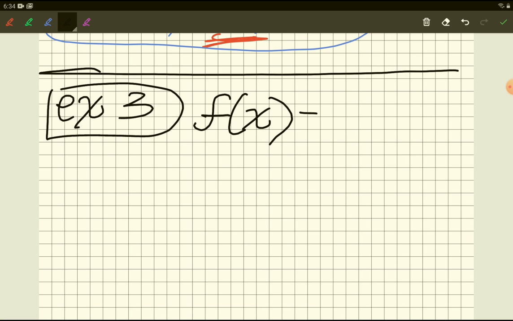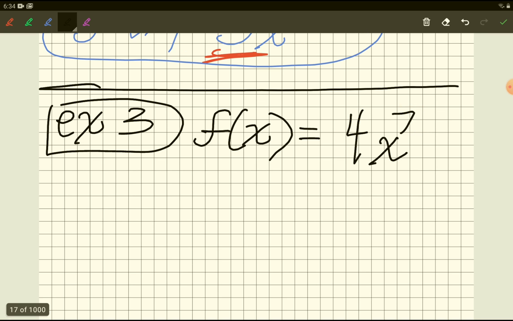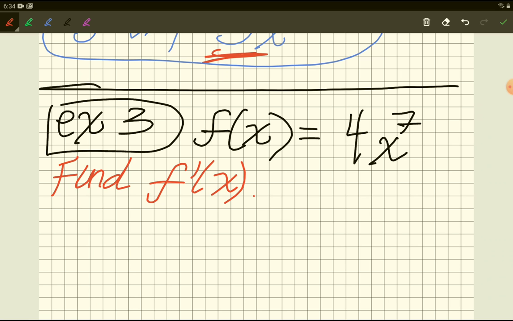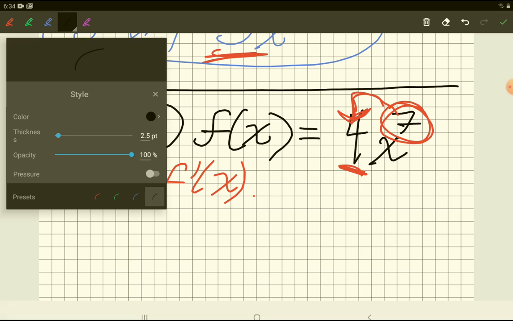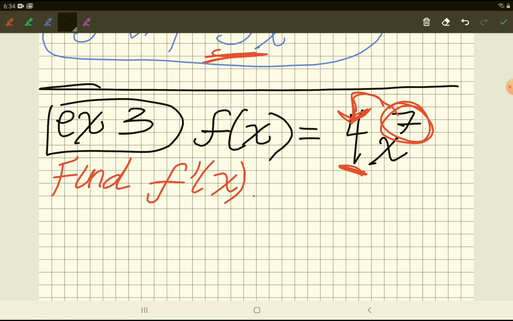Say I have a function and it is 4x to the 7th power. Alrighty. Again, it tells me to find f prime of x, aka the derivative. Find the derivative of the function. First thing I do, I'm going to take this exponent and multiply it by this coefficient. This time I can see the coefficient. It's a 4. So 7 times 4 is 28.